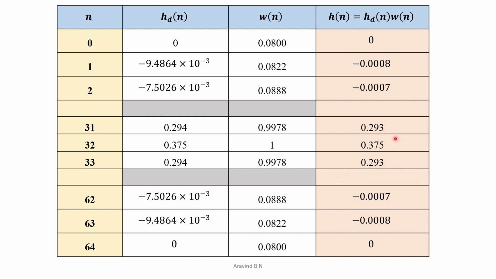So before this midpoint it is 0.293, after the midpoint 0.293, these two are the same. Similarly, the first value and the last value, that is at n is equal to 0 and n is equal to 64, values must be the same. At n is equal to 1 as well as at 63, it's the same. So that means with respect to the midpoint, if you perform the folding operation on either side, the values must be the same. Now let's go through the simulation for the same.